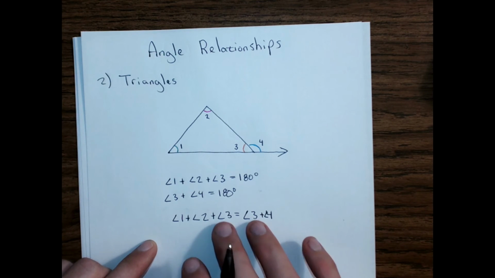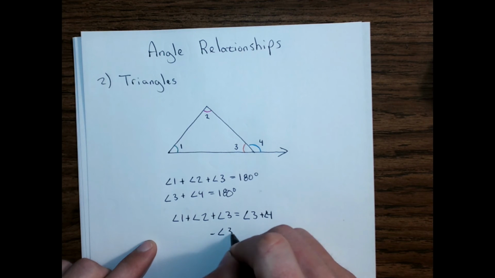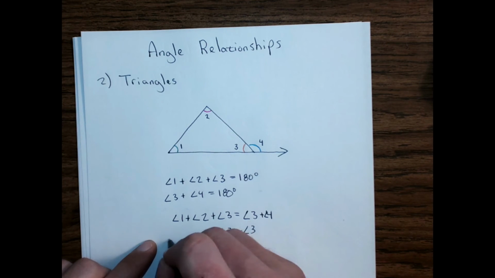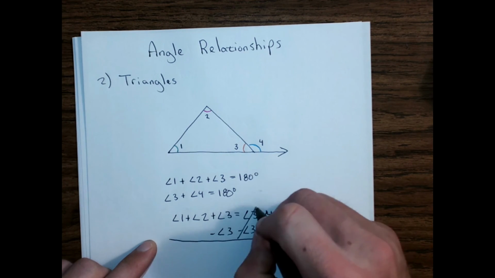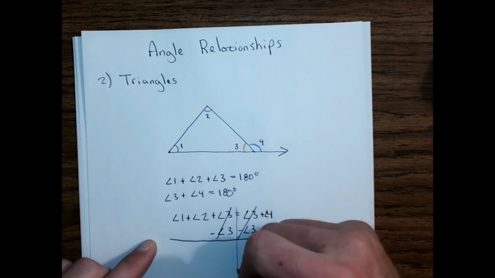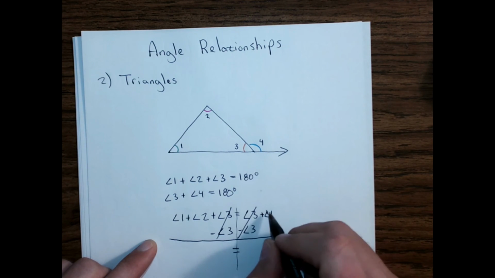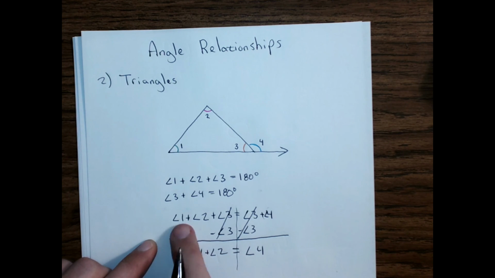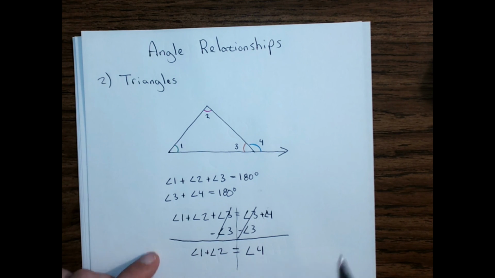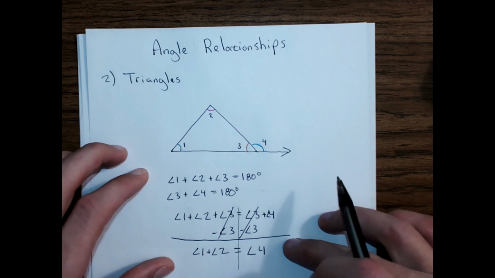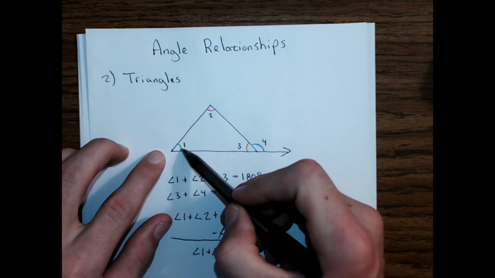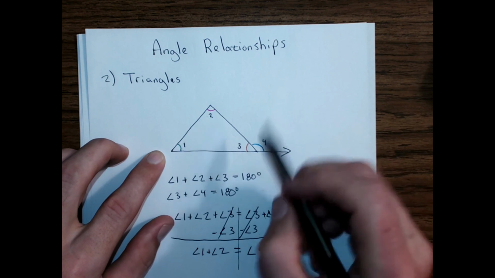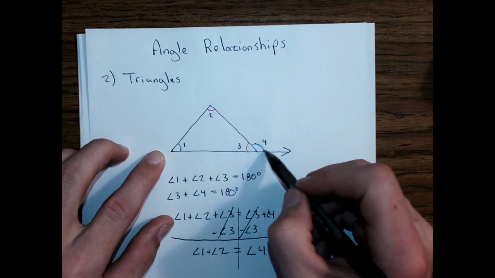We can create a zero pair by subtracting angle 3 from both sides, bringing the equal sign straight down the way we do when we always solve. Angle 4 is all that's left on the right hand side. Angle 1 plus angle 2 are all that's left on the left hand side. And we have done a little proof here that shows that these two angles will always add together to equal this angle on the outside.